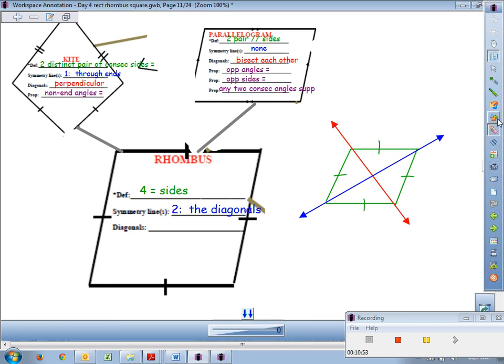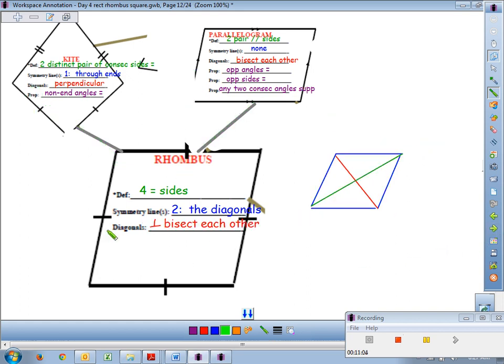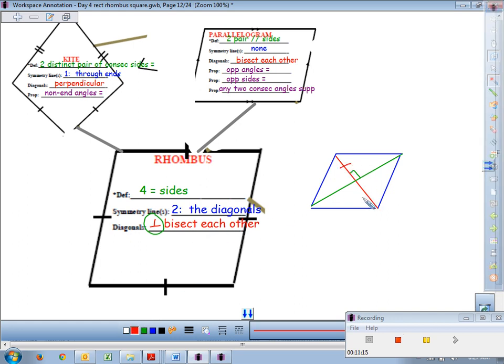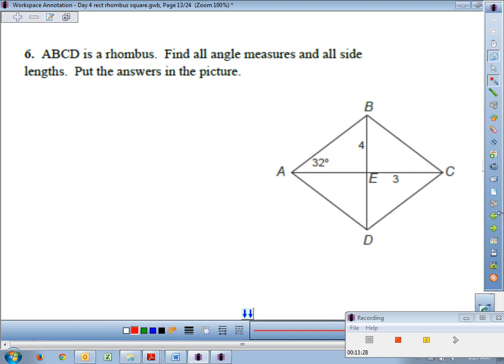And then when it comes to the diagonals, remember my peanut butter every day idea? So these were perpendicular, these bisect each other, put them together, and the diagonals of a rhombus should perpendicularly bisect each other. That means that yes, they do intersect at a 90. Yes, they do cut each other into two equal pieces. But no, they were not the same length, right? The red one and the green one are different lengths because this doesn't say that they are equal to each other.